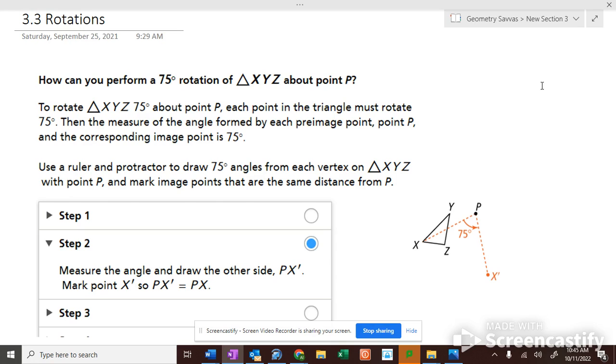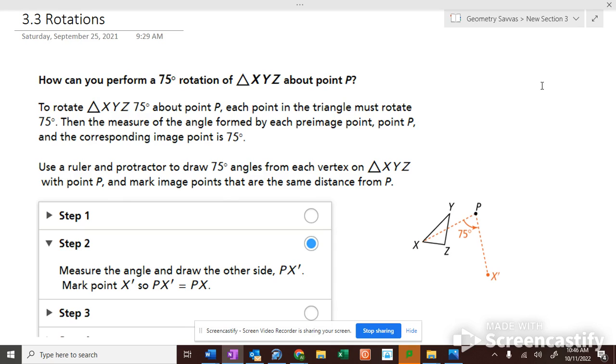So if you draw a line from X, and then you go 75 degrees away and mark an X, and you turn it, X is there, so the triangle will wind up right there. The triangle turns like this to end up like this. That's the triangle just turning around. So this would be X, this would be Y, and this would be Z. Turning around a point.